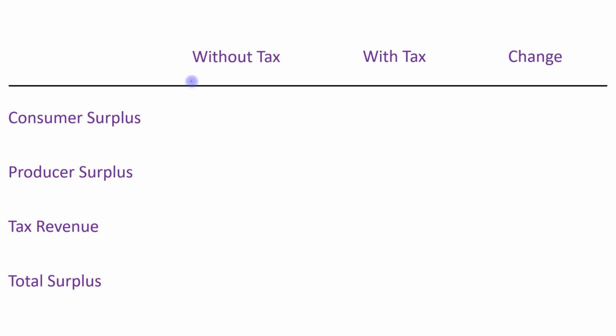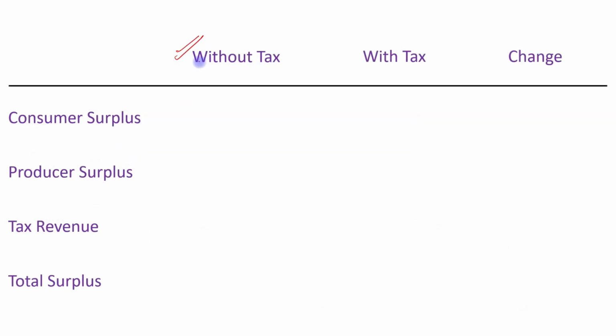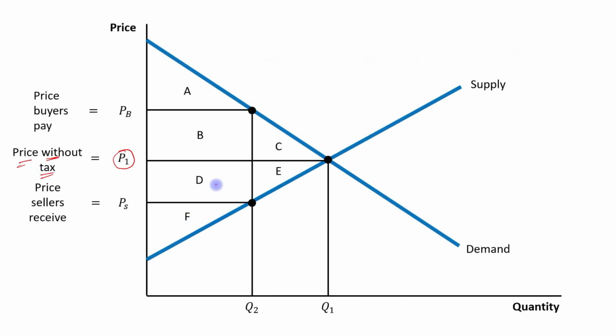Now let's see consumer surplus, producer surplus, tax revenue, and total surplus in case of without tax. Now we know that consumer surplus is the area below the demand curve and above the price level. अब हम कौन सा प्राइस कंसिडर करेंगे इसमें? हम कंसिडर करेंगे प्राइस विदाउट टैक्स, which is P1. ओके, बिकॉज अभी हम कौन सा केस देख रहे हैं? विदाउट टैक्स का. So consumer surplus is the area below the demand curve and above the price level.